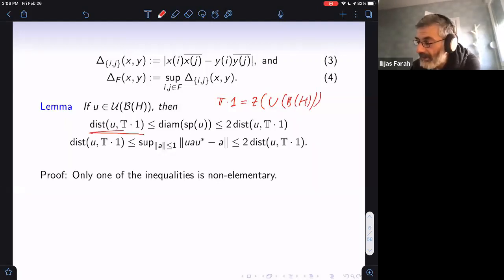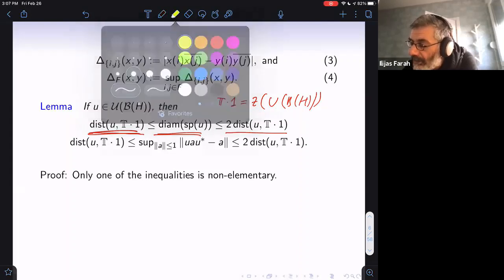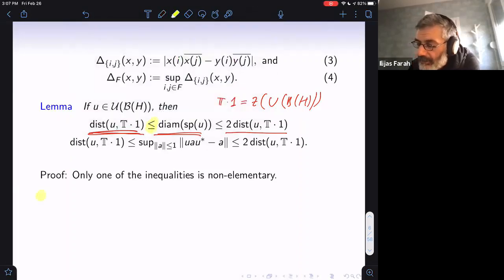Right? So the distance from U to the center is less than or equal to the diameter of the spectrum of U, which is in turn less than or equal to 2 times the distance from U to the center. Okay, why is that so? So let's prove them one by one. I'd say this one is the yellow one. How do we prove this?